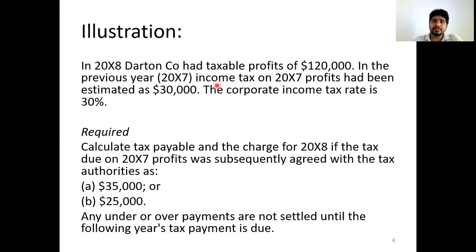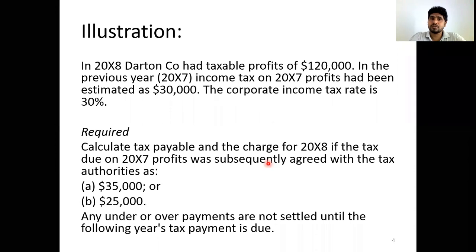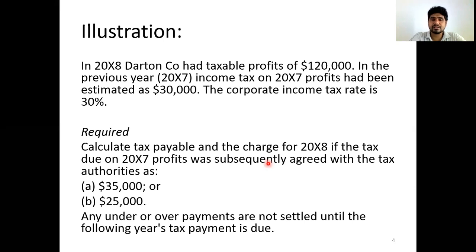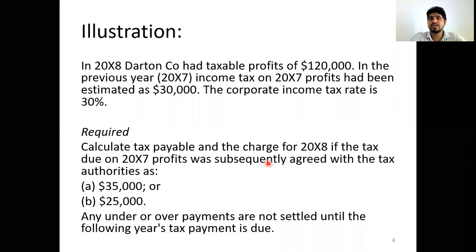Calculate tax payable and the charge for 2018 if the tax due on 2017 profit was subsequently agreed with the tax authorities, right? So based on our estimate, we estimated 30,000 for the profit on 2017, but in the Sri Lankan context, the Department of Inland Revenue has finalized 35,000. The actual amount of tax expense is 35,000, but we estimated 30,000, right? Then that's a difference. It's called under provision.